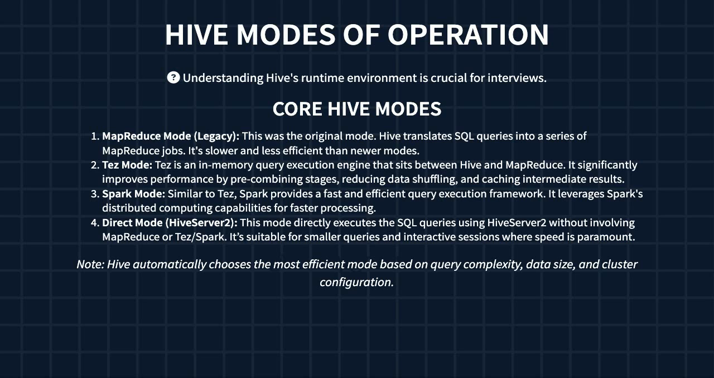Then came Tez, which is basically an in-memory step between Hive and MapReduce, making things much more efficient by caching data and reducing unnecessary shuffling. Spark mode does a similar thing but uses Spark's powerful distributed computing capabilities for even faster processing. And finally, there's direct mode, where Hive server runs the queries directly. This is great for smaller, quick jobs.